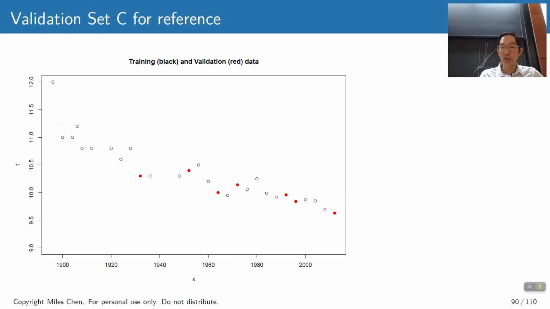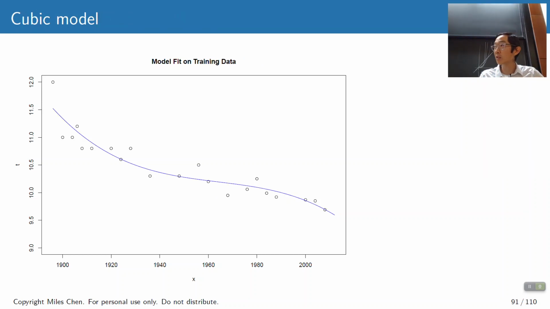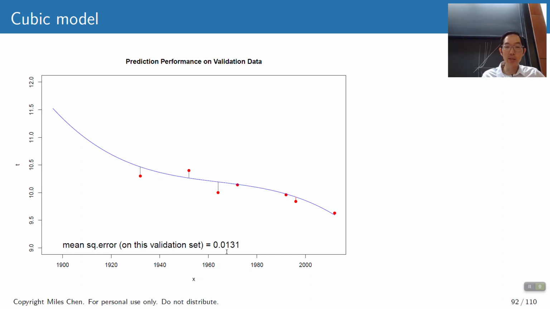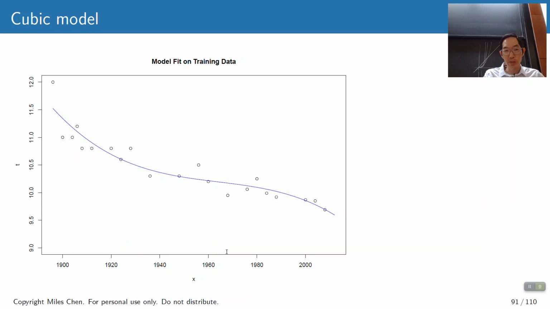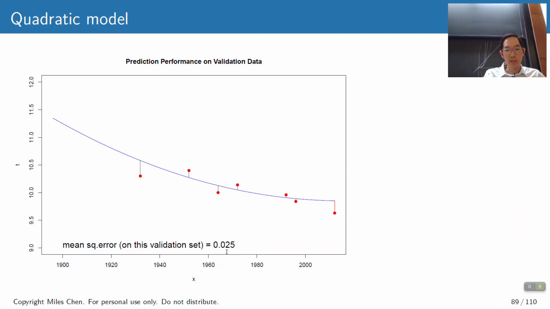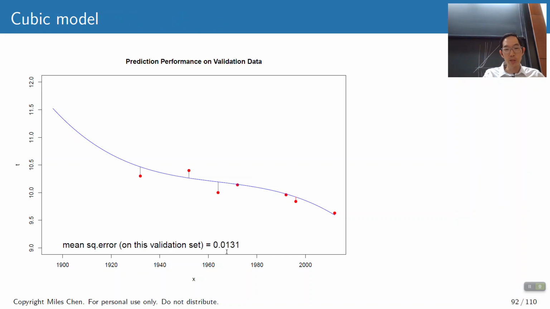Okay, so again, we remove the red dots. Here's the cubic line. We bring back the red dots. And we say, how well does it fit? And the mean squared error here is 0.0131. Okay, so this is what we have so far: linear, quadratic, cubic.